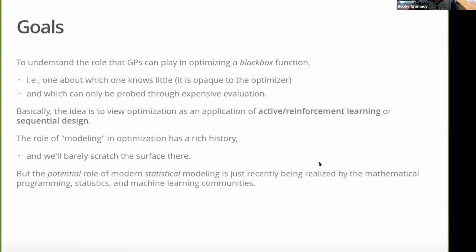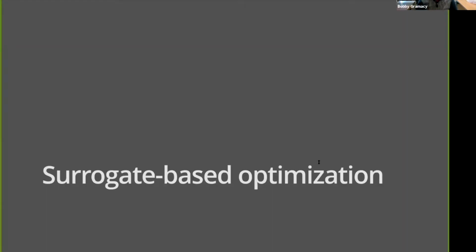Here, we're not going to talk about that in any systematic way. We're going to just look at the potential role of modern statistical modeling, Gaussian processes, in the enterprise of logistics or machine learning or anywhere optimization is involved. What I like to call what we're going to do is surrogate-based optimization, but if you want, you can write Bayesian optimization, same thing.